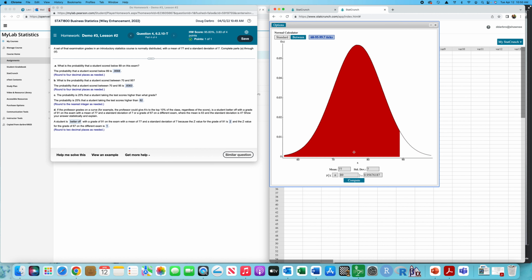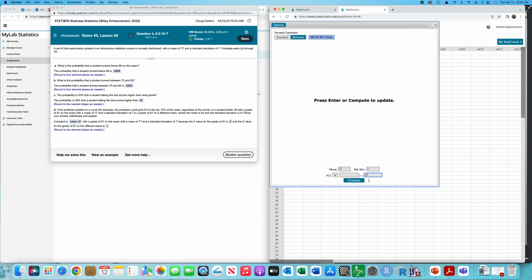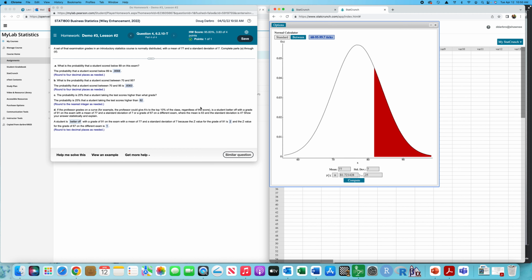The probability is 25% that a student taking a test scores higher than what grade? I need to go back to standard. I need this to be greater than 0.25. So the score is 82, because it wants us to round to the nearest integer.